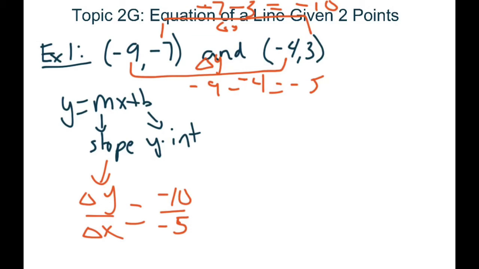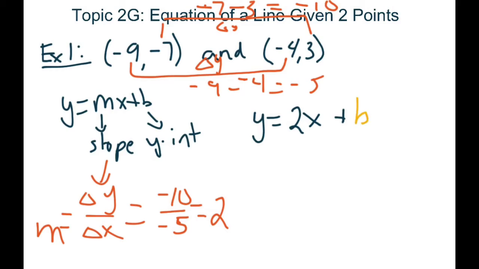Now, this is why we talk about reducing slope. We need to make sure we reduce the slope here. A negative 10 divided by a negative 5 is just a positive 2. So that's our slope. This is our m value. Now let's go ahead and sub this in here. So we're going to have y equals m, which is 2, x plus that b value we still don't know, so I'm going to put that in yellow here. So we need to find this b value.